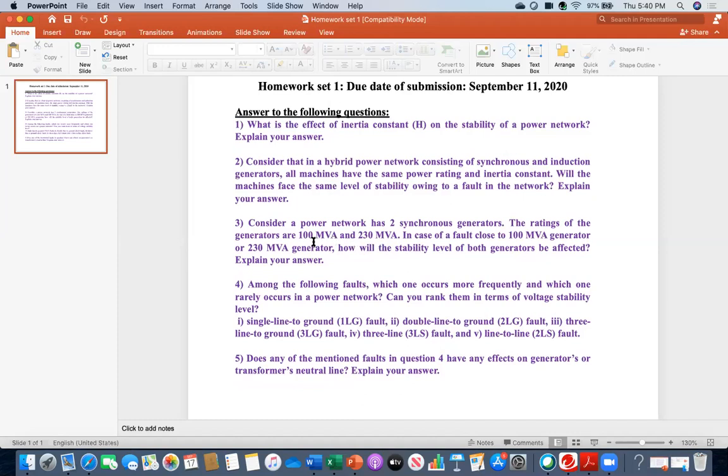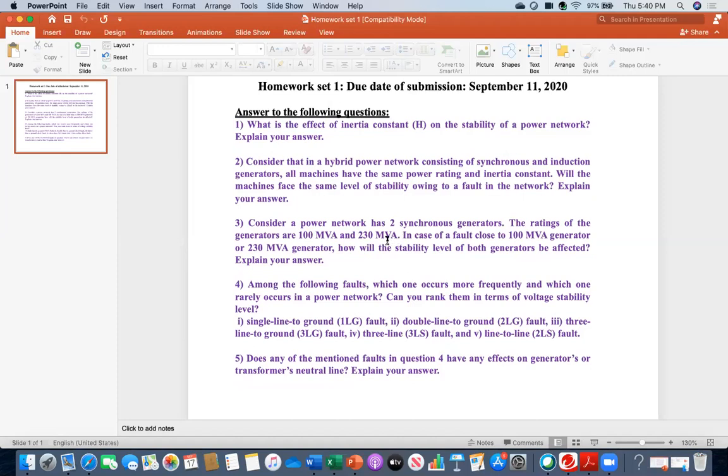First of all, based on the rating, it is the common practice. For example, this is 100, this is 230. Definitely the 230 MVA generator will have a higher inertia constant. Its H value is higher than the 100. Similarly, if the machine rating increases, then the H value will increase. It is not linearly proportional, but it will increase definitely. That is the common property.